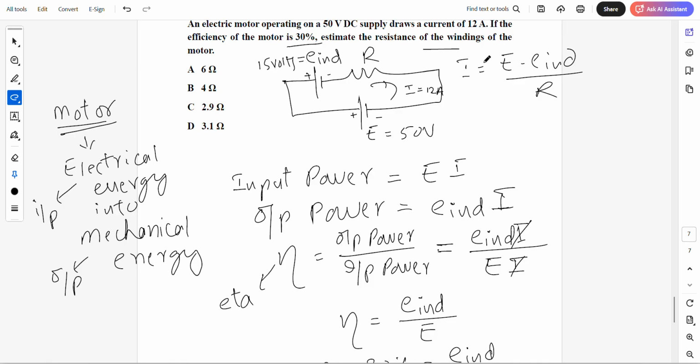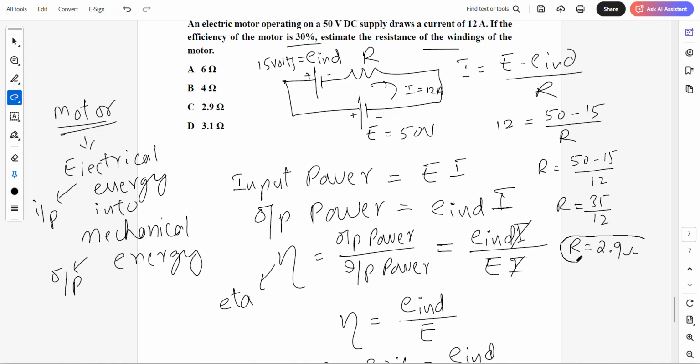Now I is equal to E minus E induced by R. You know the value of I, that is 12, is equal to capital E, 50 volts, minus E induced, which we just calculated as 15, divided by R, which you do not know. Therefore R is equal to 50 minus 15 by 12. R is equal to 35 by 12, which is approximately 3. That is 2.9 ohm, the right answer.